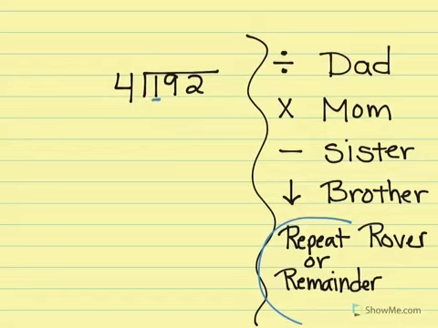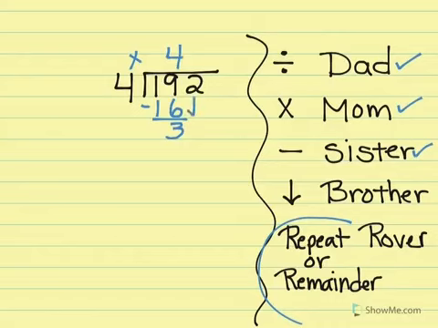The first digit is 1. I'm thinking to myself, does 4 go into 1? And it doesn't. So then I look at 19. And I'm thinking, does 4 go into 19? And it does. It goes in 4 times. That's my divide. Next is multiply. So now I'm going to do 4 times 4, which is 16. Then I subtract. 19 minus 16 gives me 3.